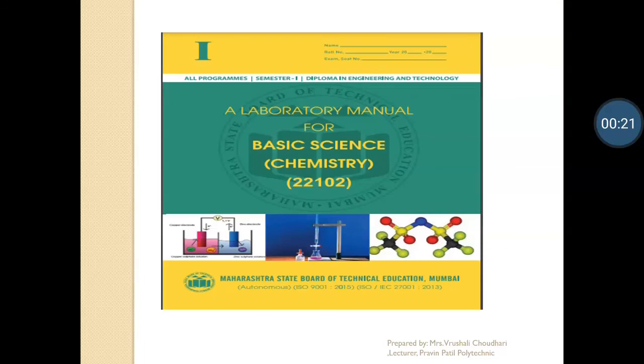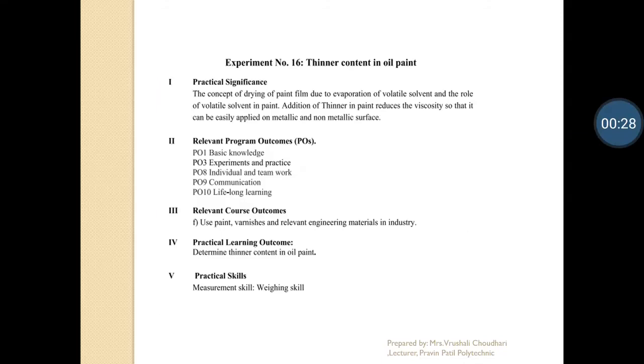This is our manual. We are going to fill observation, calculations in this manual. Today's experiment: thinner content in an oil paint. What is oil paint? Oil paint is the emulsion or the mixture of pigment in a drying oil and a vehicle and a thinner. Today we are going to determine how much thinner is present in a given oil paint.